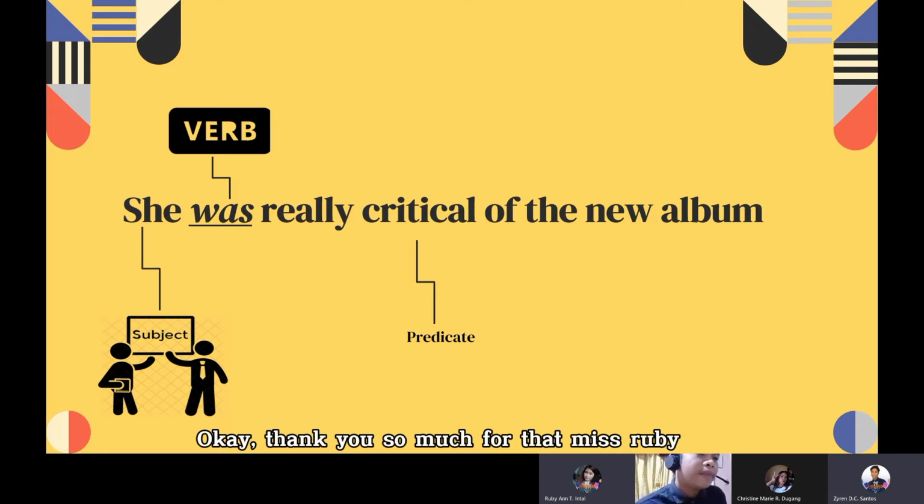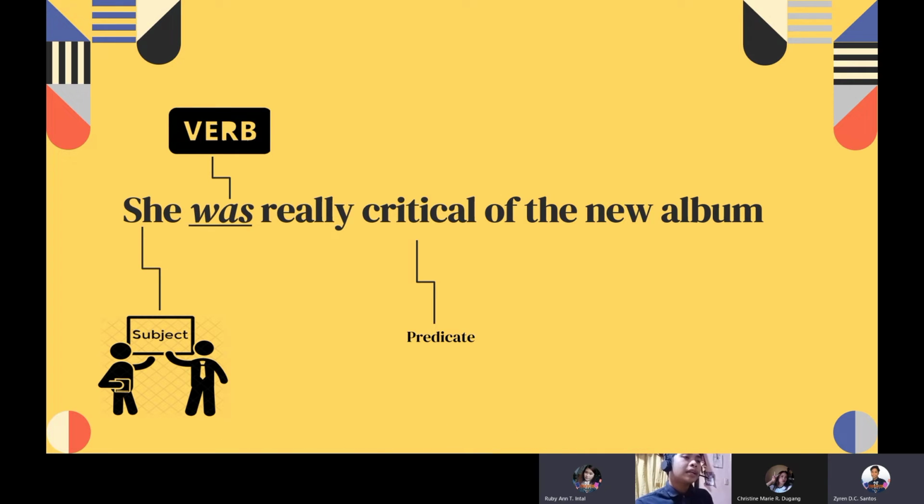Okay, thank you so much for that, Miss Ruby. For our sentence, you are correct that she is the subject. The verb be is was. Remember that: verb be, was. And our predicate is critical, the description of the verb. Very good, class. I do appreciate your participation.